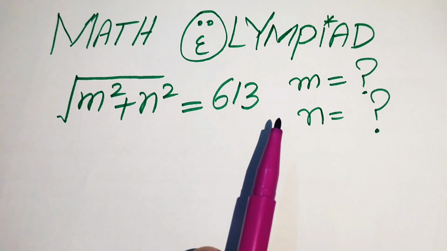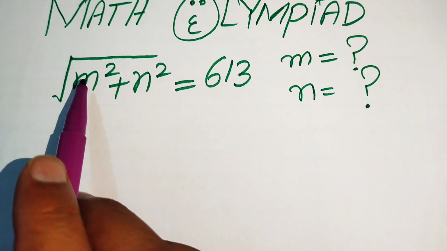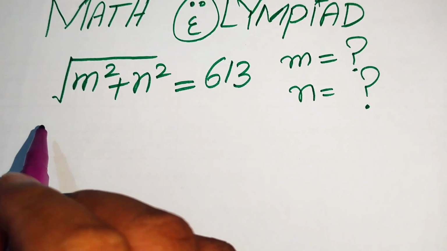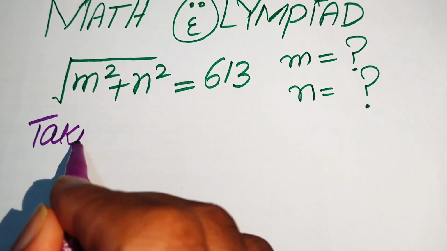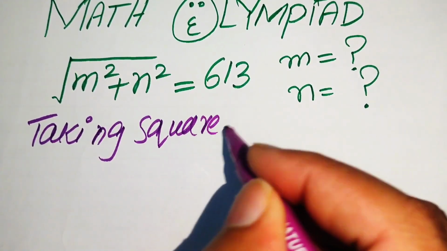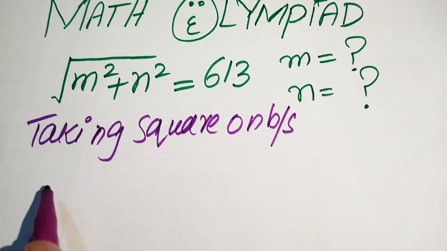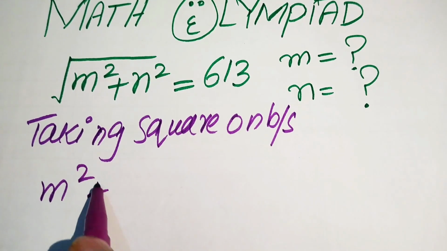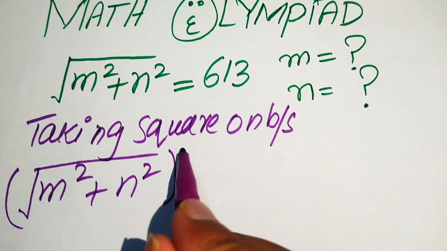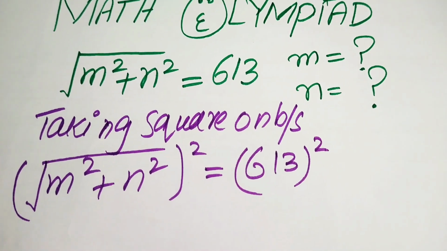So the very first step we are going to do is remove this square root sign. We need to take squaring on both of the sides of this equation. When you take square, it will be written as m square plus n square, and its whole square, equals 613 and its whole square.